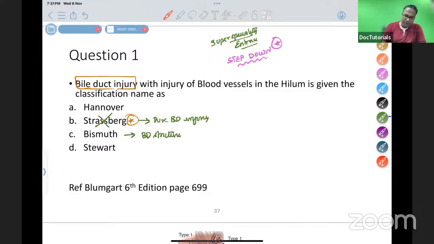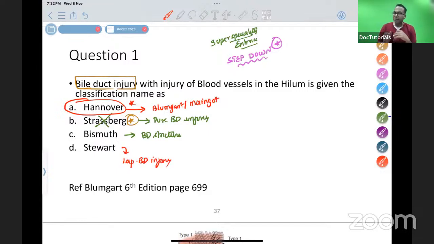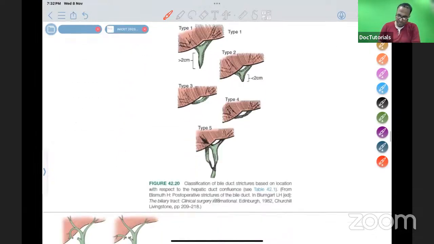The classification which talks more about vascular injury is the Hannover classification. It is not from your common books. It is from Blumgart and from Mangot. So these are the books which explain this classification. Stewart is another classification. It is also for laparoscopic bile duct injury. See, Strasberg is for bile duct injury either by open or laparoscopic surgery, but Stewart's is for pure laparoscopic surgery bile duct injury. So there are three classifications. I'll show you the image.